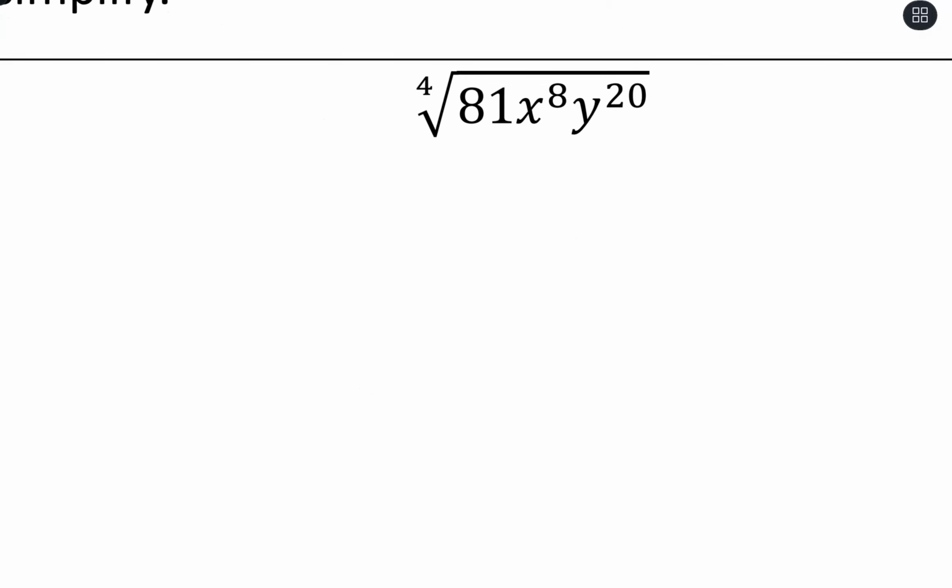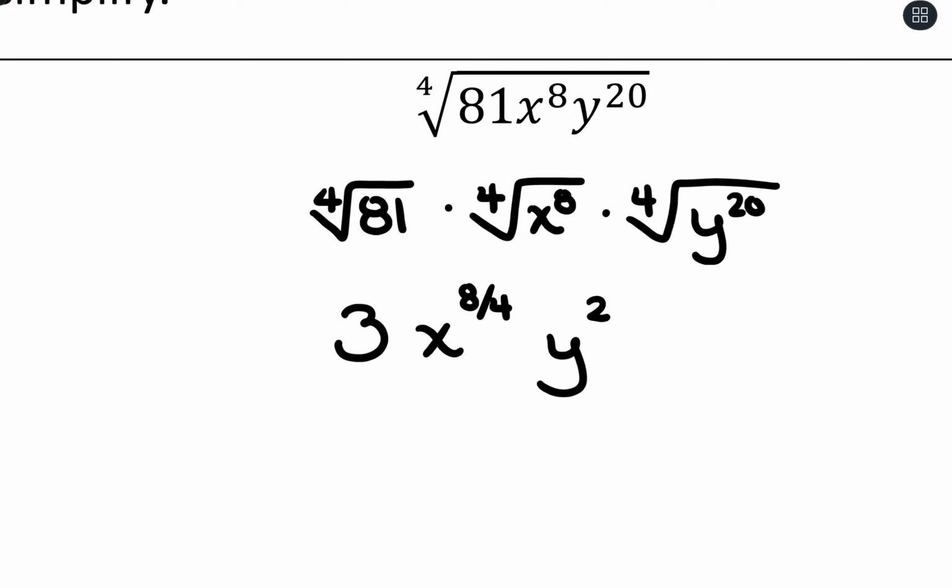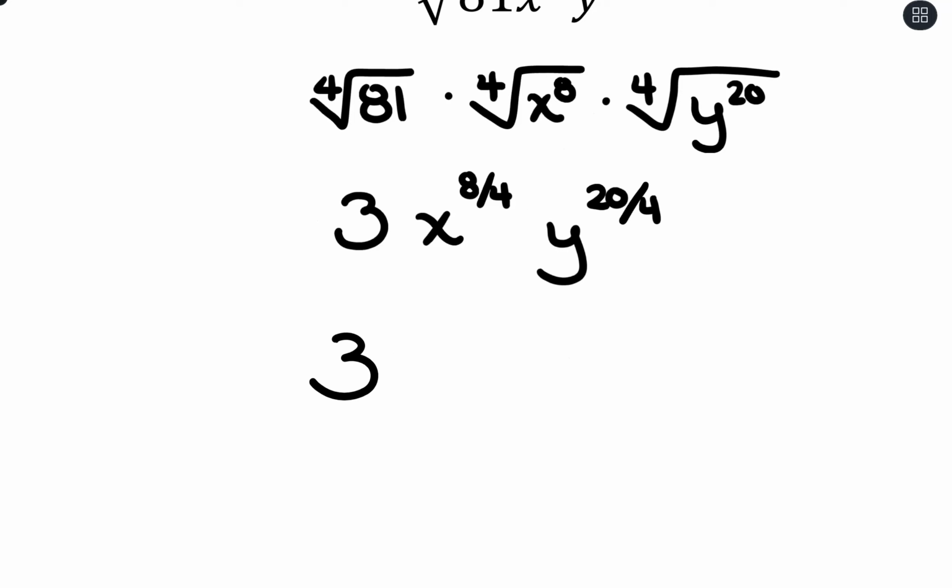Let's take a look here. So we have the 4th root of 81 times the 4th root of x to the 8th power times the 4th root of y to the 20th power. So 4th root of 81 should be a 3. We have x to the 8/4, y to the 20/4, which simplifying those fractions, we'll have 3 times x squared, and y to the 5th.